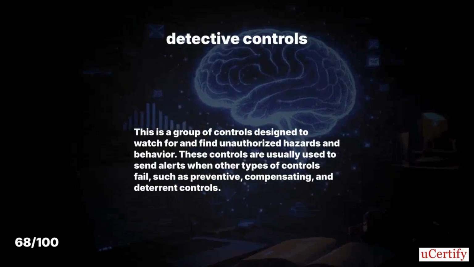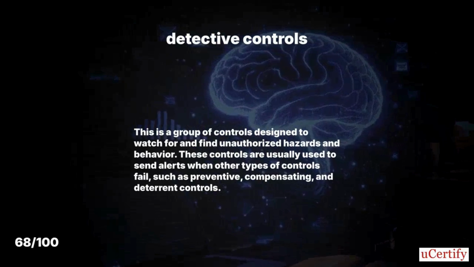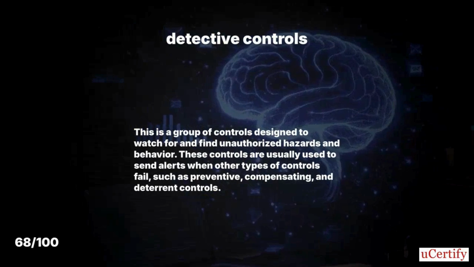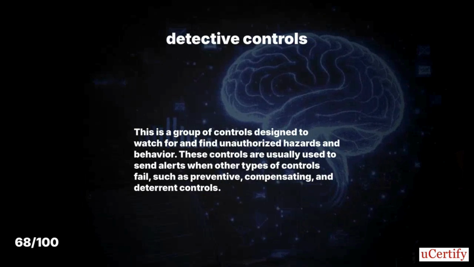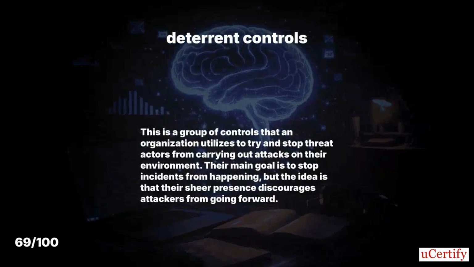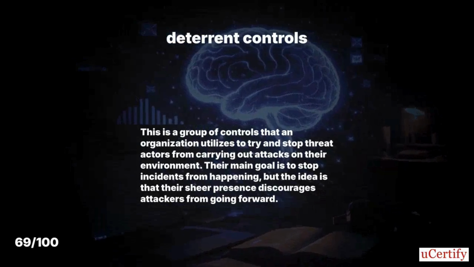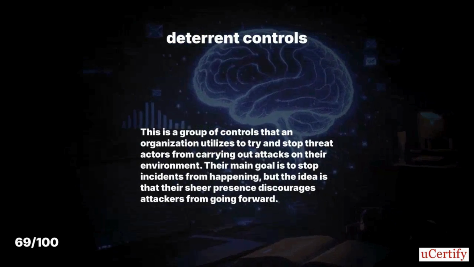These types of controls are generally used to alert to failures in other types of controls, such as preventive, deterrent, and compensating controls. Deterrent controls. A category of controls that an organization uses to try to deter threat actors from executing offensive assaults on its environment.